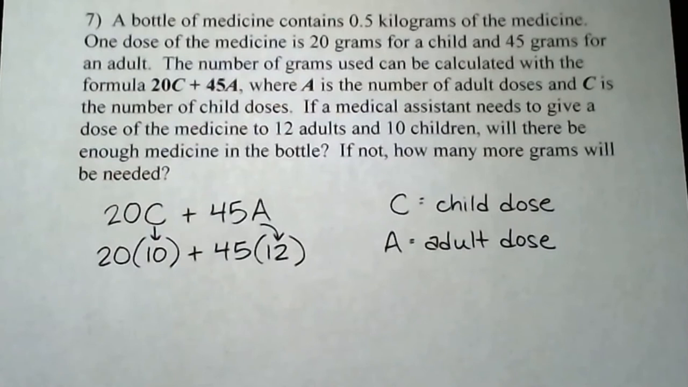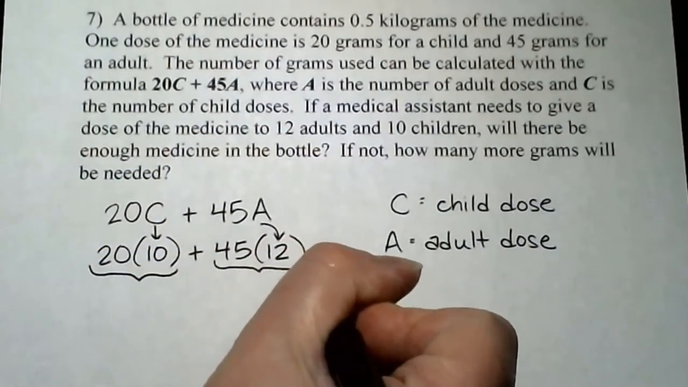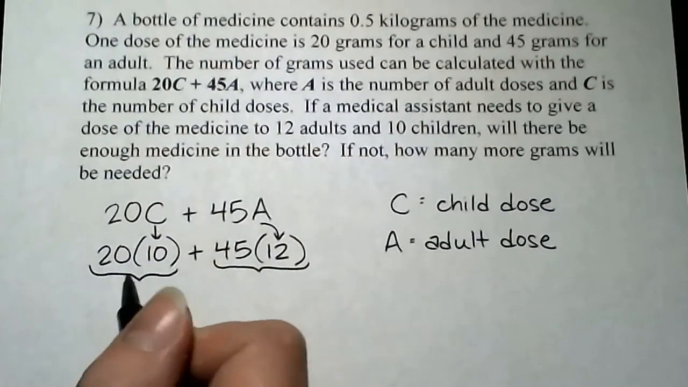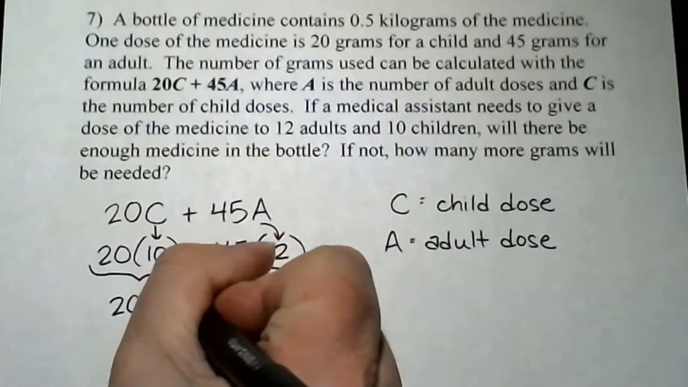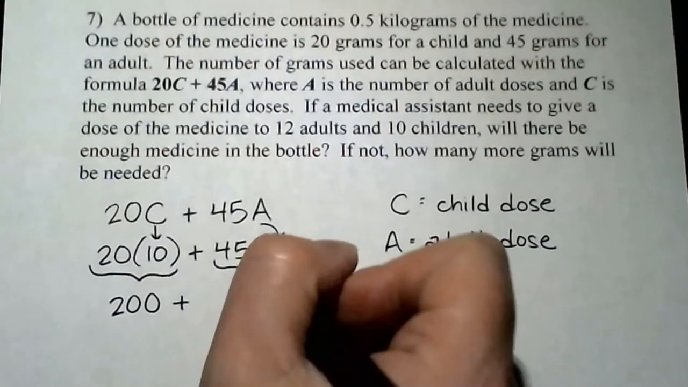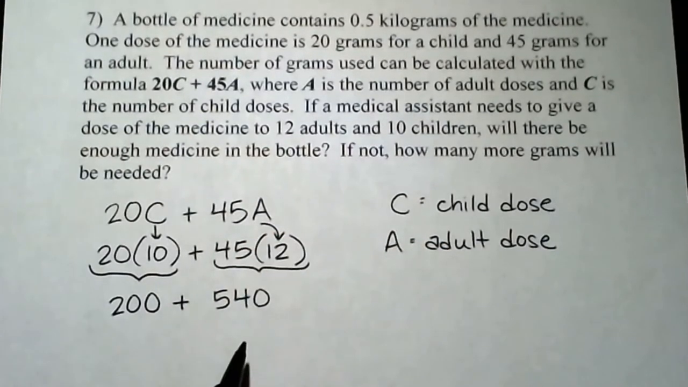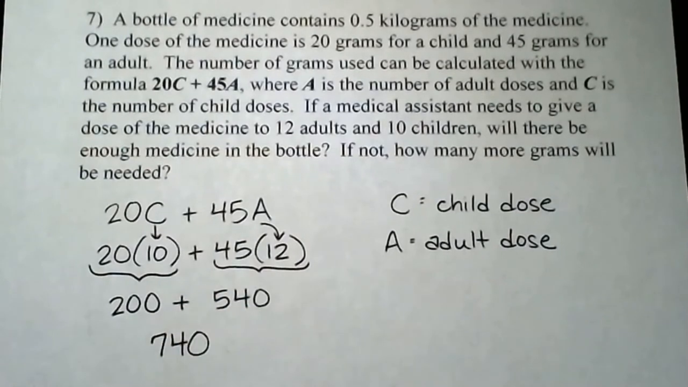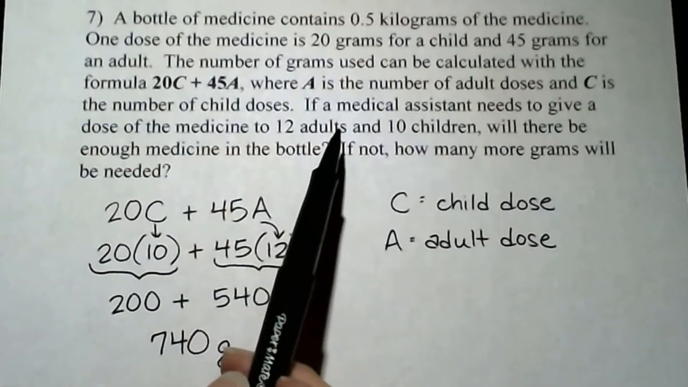Then I'm going to work this out with the order of operations. So I'm going to multiply both of those. And let's see what we get. So 20 times 10 is 200. And 45 times 12 is 540. If I add this up, that means I get 740 grams. So let's go back.